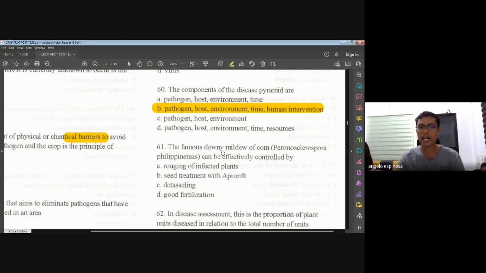Number 61, famous downy mildew of corn, which is the Peronosclerospora philippinensis, can be effectively controlled by, the correct answer is letter B, seed treatment with Apron.